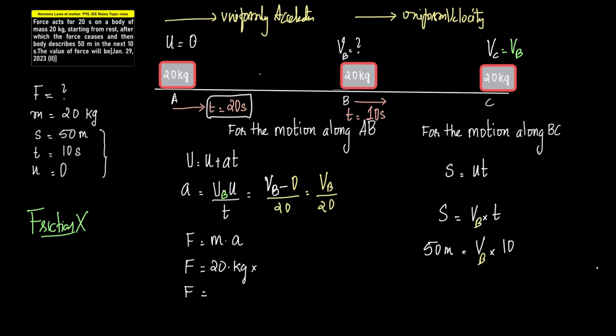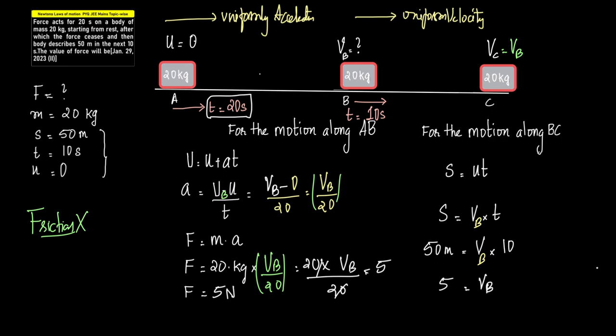Therefore, what we get is VB is equal to 5. And if VB is 5, what can we write? F is equal to ma. F is equal to ma. So the mass is 20 kilogram, so 20 kilogram into acceleration. Acceleration is VB upon 20. So this is equal to 20 into VB by 20, where VB is equal to 5, and therefore the value of the force is 5 newtons.